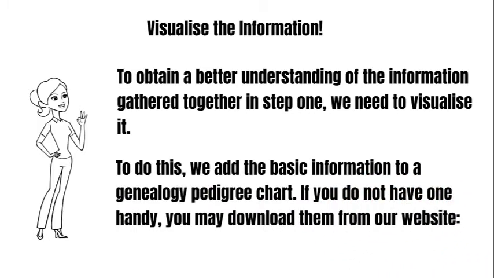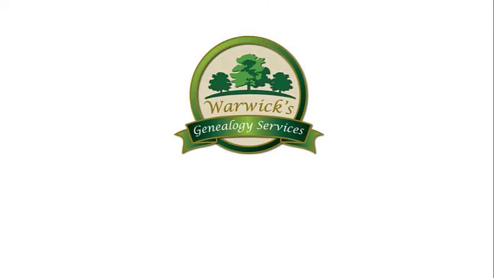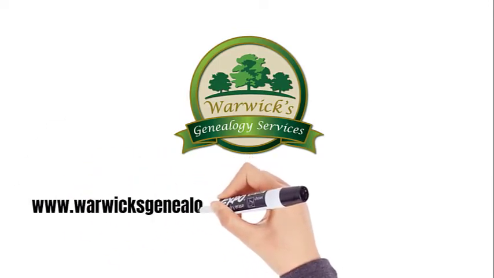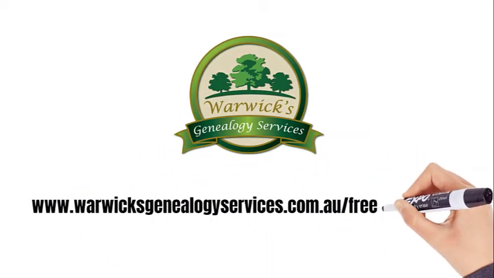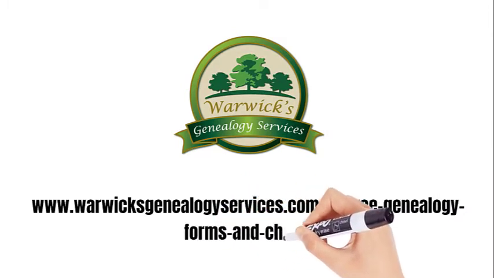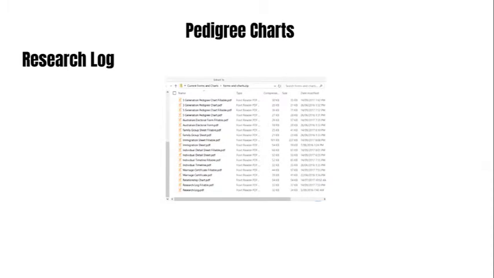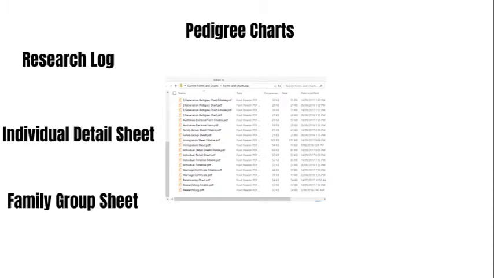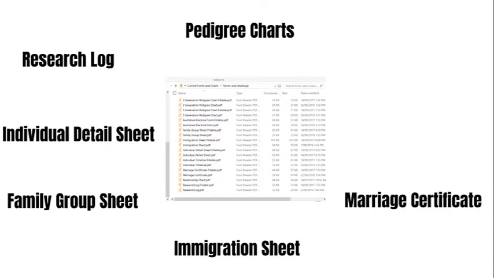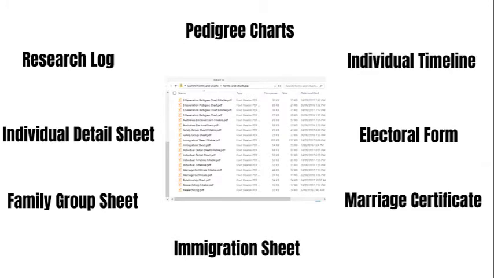If you do not have one handy, you may download them from our website www.worexgenealogyservices.com.au/free-genealogy-forms-and-charts. In the zip file you download, you will not only find a 3 and 5 generation pedigree chart, but many more forms and charts that will assist you in your documentation process.